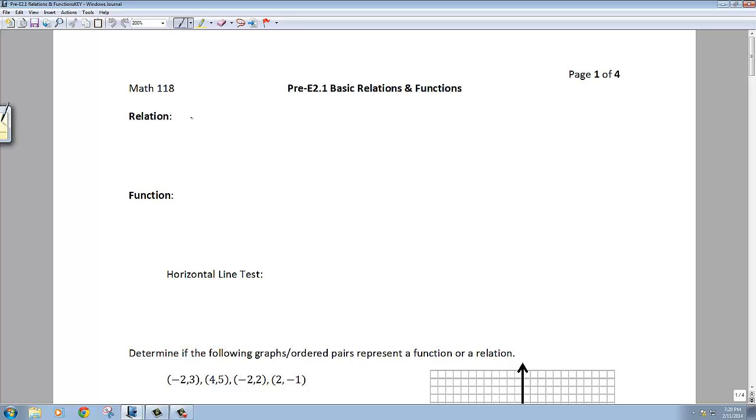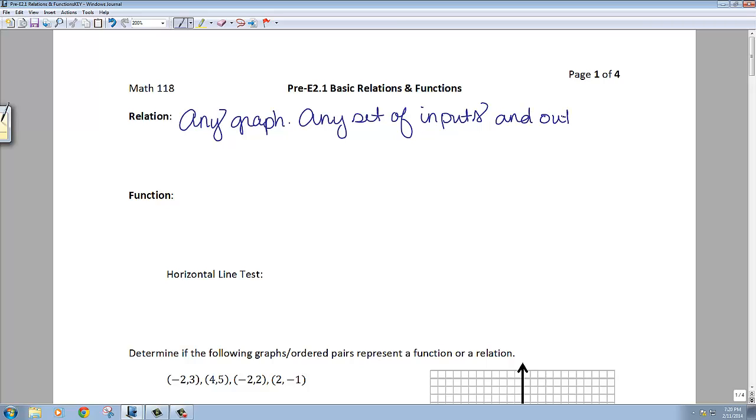A relation is basically any graph, okay, or any set of inputs and outputs. Okay, they don't always represent relations as graphs. Sometimes it's as ordered pairs. Sometimes it's as charts that represent any kind of inputs and outputs. Okay, and then a function is a special kind of relation.